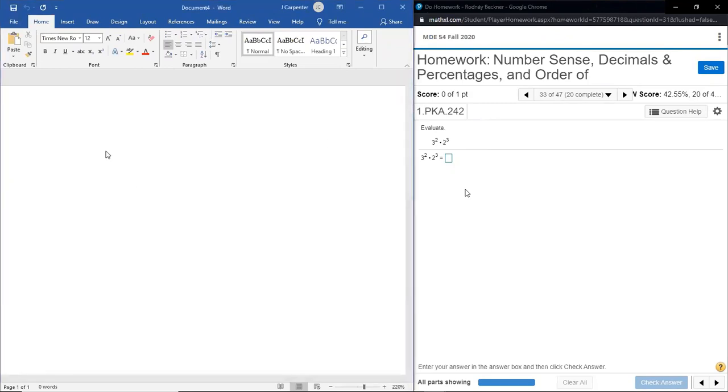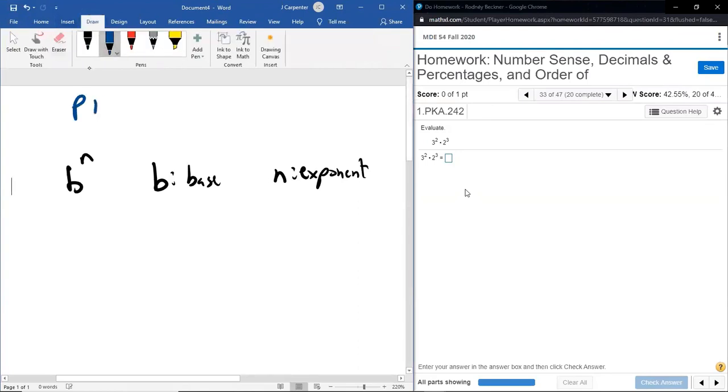So if you have anything that looks like this, b is your base, and that gets multiplied over and over and over. N is what we call our exponent. That tells us how many times to multiply something over and over and over. But you have to remember PEMDAS. You cannot forget PEMDAS.